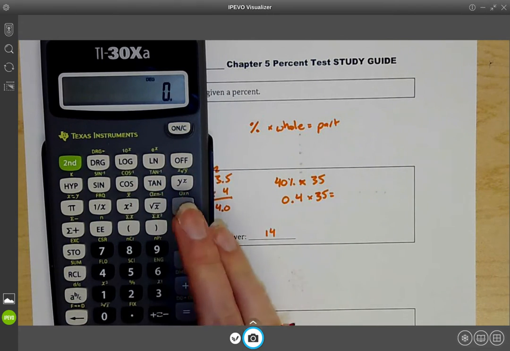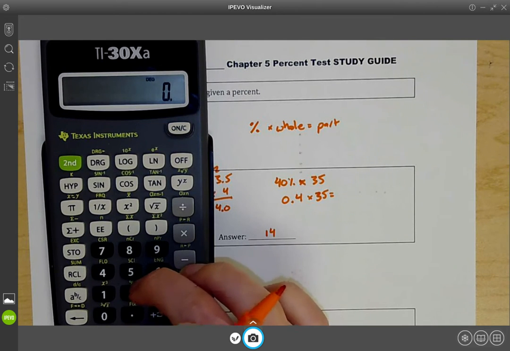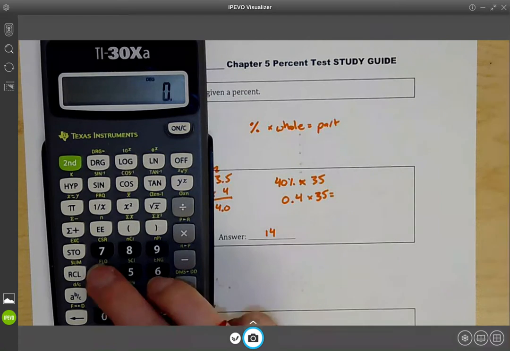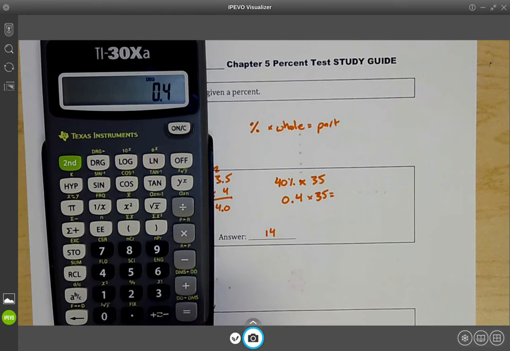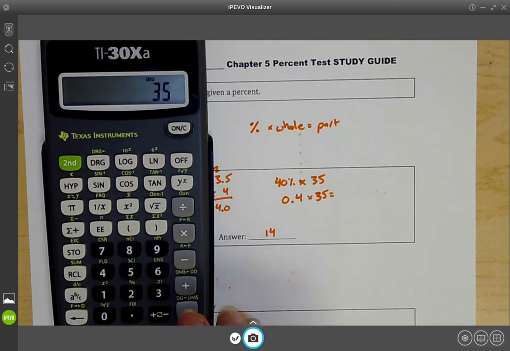If you have my calculator and you want to use the percent button, my percent button is the second feature on number 2. So I would have to say 40 second 2, and look, it turns it into the decimal for me, times 35.